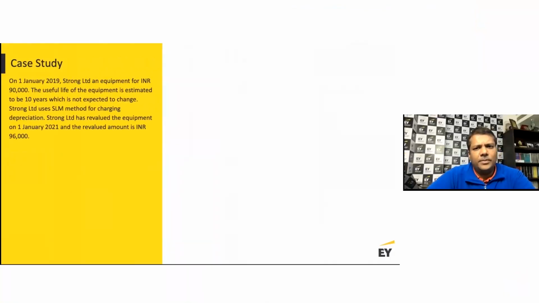Let's look at another example. On 1st of January 2019, Strong Limited purchased an equipment for INR 90,000. The useful life of the equipment is estimated to be 10 years, which is not expected to change. Strong Limited uses the SLM method for charging depreciation.